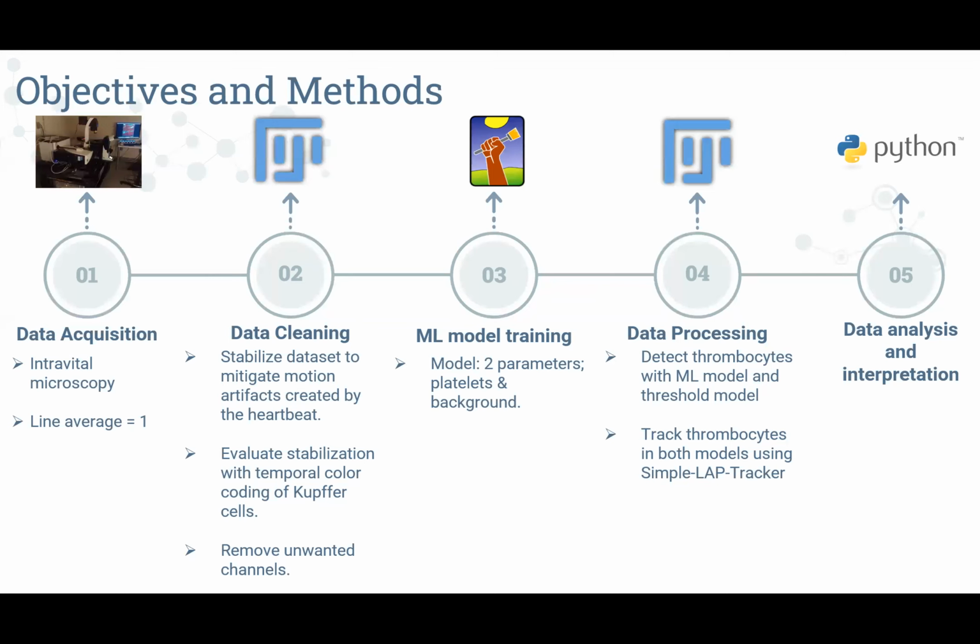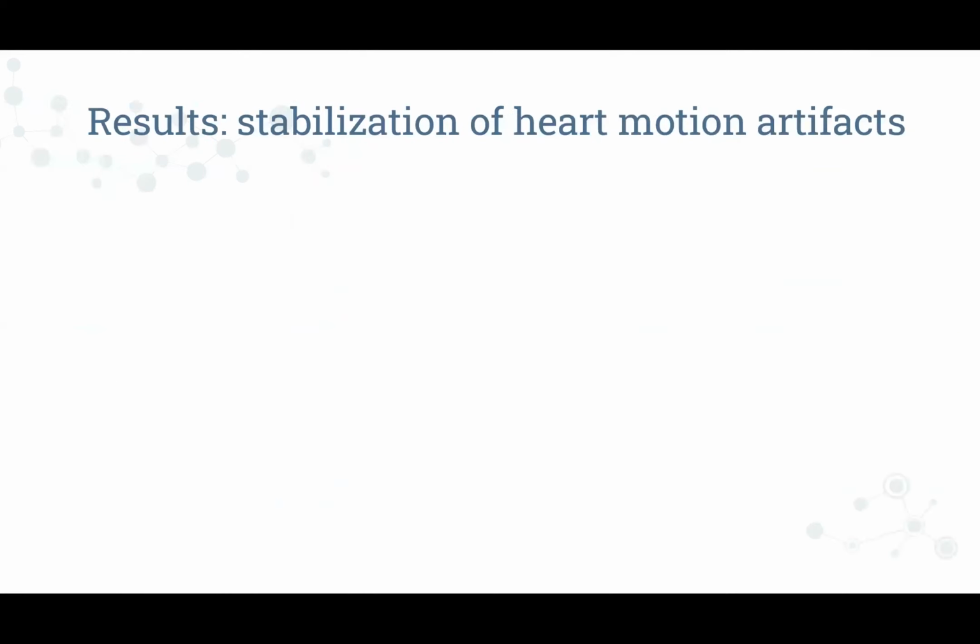After data cleaning, we move on to machine learning model training, which involves 2 parameters, platelets and the background. This is a supervised model as the user has to do the training. We move on to data processing, in which we import the trained model from before, and then we move on to data analysis and interpretation with Python.